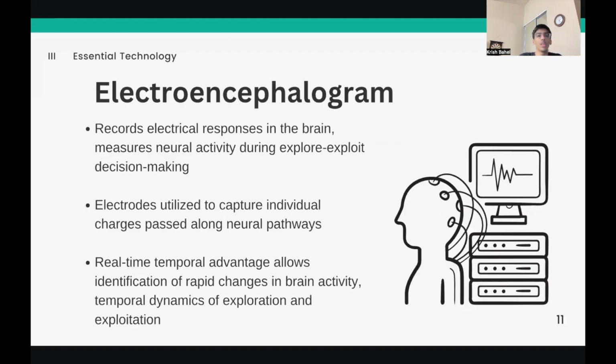The EEG machine records electrical responses in the brain and measures neural activity during explore-exploit decision-making. And electrodes are attached to the outside of the head and utilized to capture individual charges passed along neural pathways. And they provide a real-time temporal advantage, allowing the identification of rapid changes in brain activity and explaining the real-time application of exploration and exploitation decision-making.